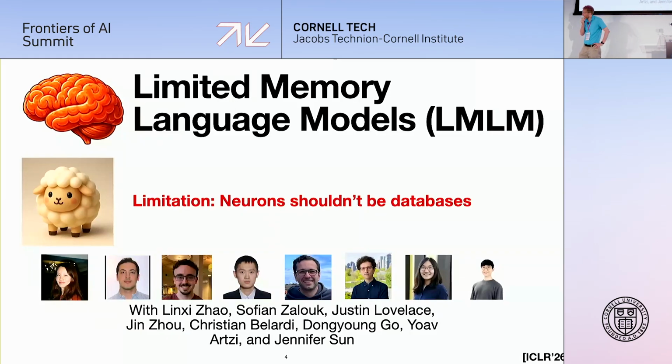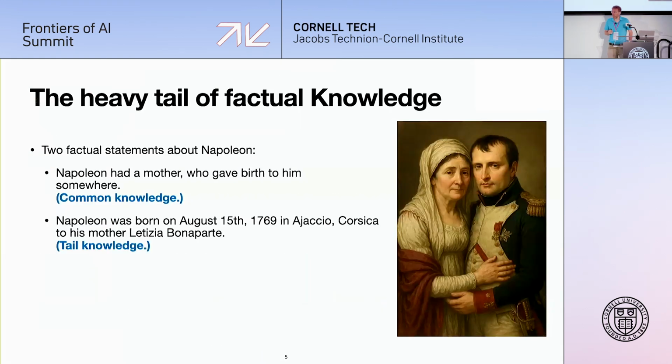The main architectural limitation that we're addressing here is that we claim neurons are actually a terrible way to store data, and in fact to store facts. Let me illustrate this with a little example. Imagine I give you two sentences and you can read them now. By the end of the talk, I'm going to quiz you, and you're going to get a grade on how well you remember all the facts. The first sentence is hopefully pretty easy to remember. It says Napoleon had a mother who gave birth to him somewhere.